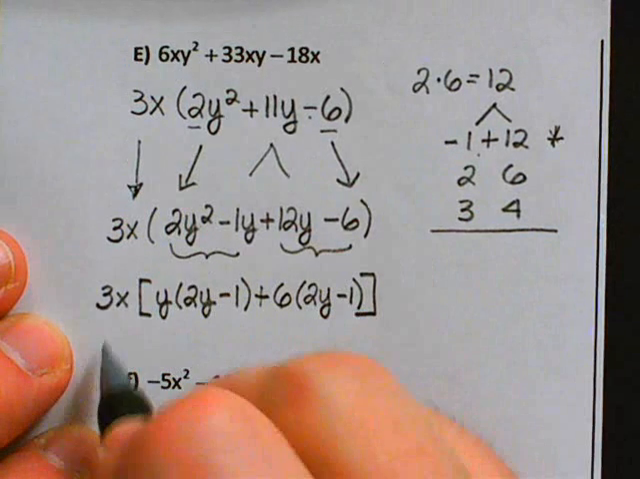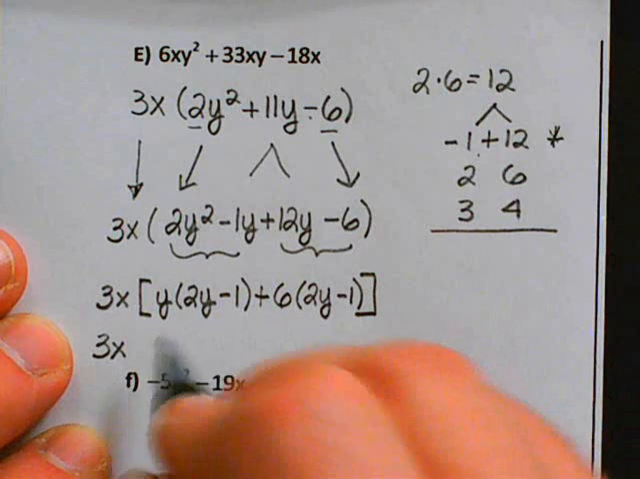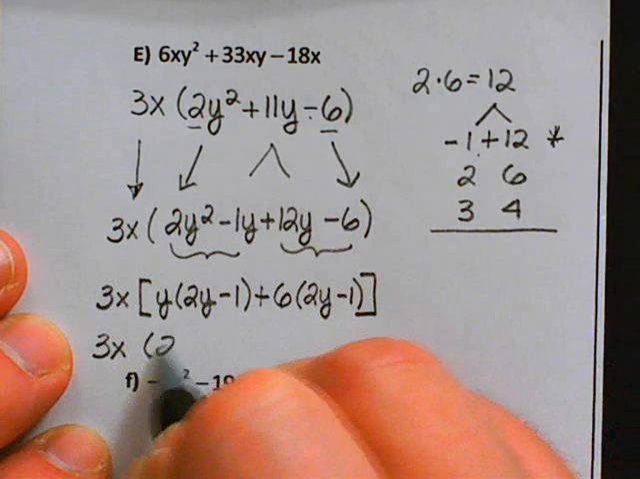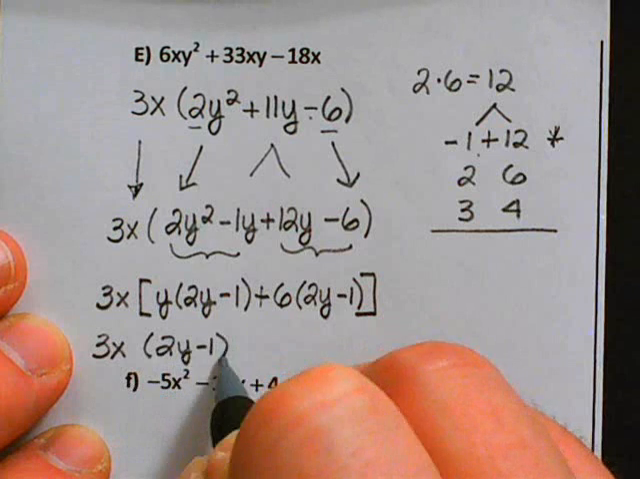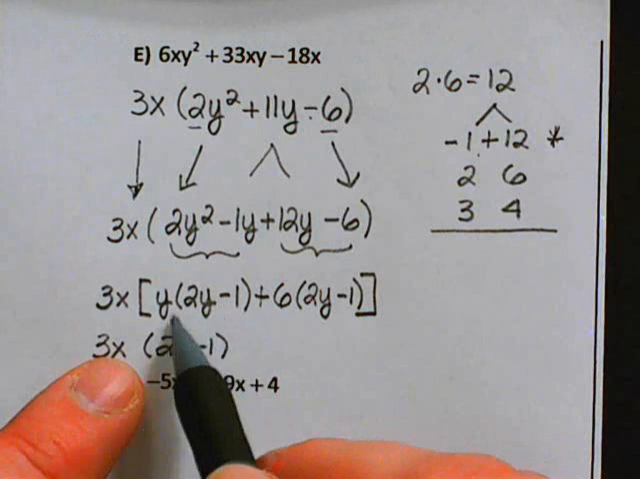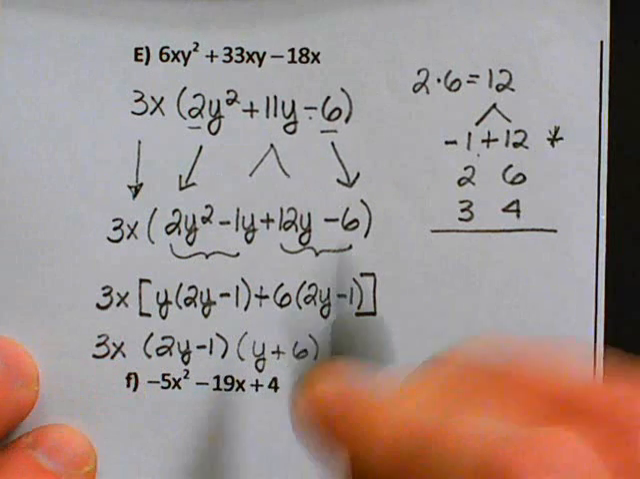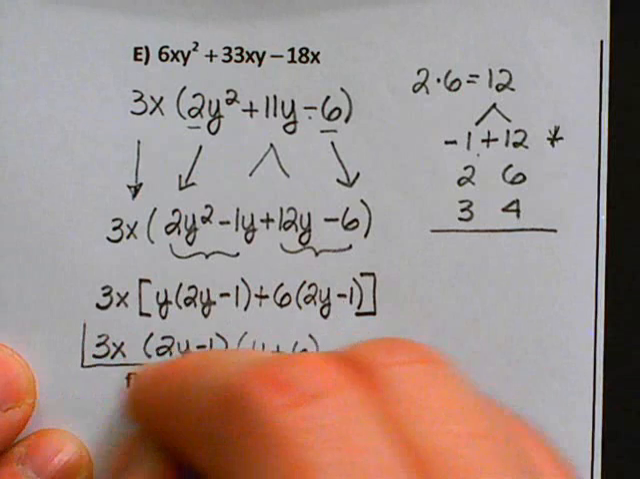Alright, now we'll bring down the 3x. What can I factor from these two terms? I can factor out a 2y minus 1. And if I remove the 2y minus 1, I'm left with a y and a positive 6. And that will be our answer.